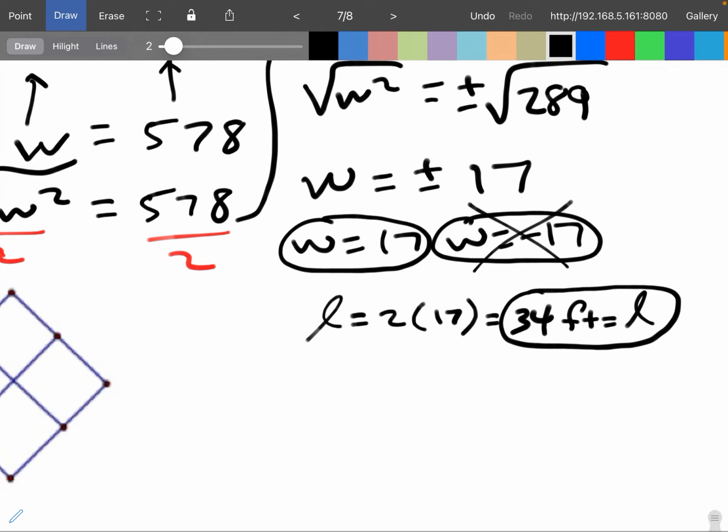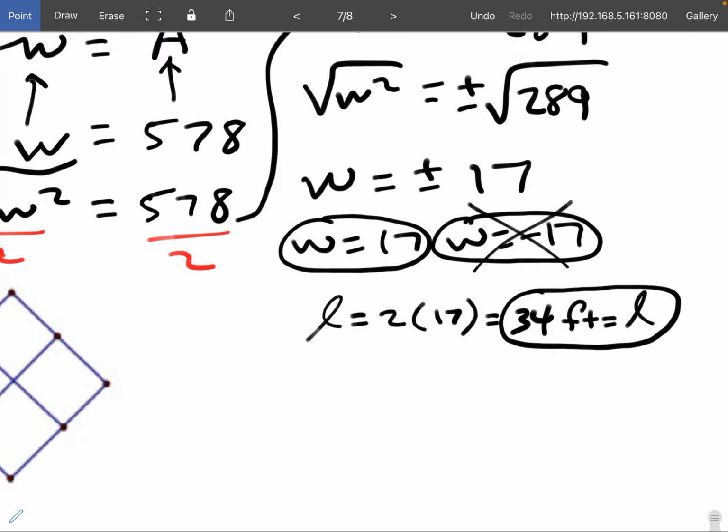And I want to point this out because if you're taking the SAT, they're famous for this kind of stuff. If this was a multiple choice question on the SAT, one of the answers they would have would be plus or minus 17. And what happens to you is you're so excited that you got the right answer, that the width was plus or minus 17. You see that answer listed there and you choose it, and you think you got it right. But you got it wrong because they didn't ask for that. They asked for the length.